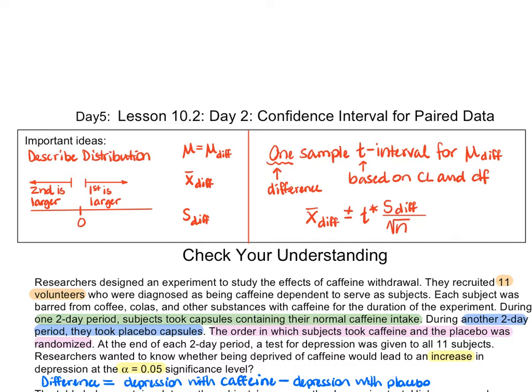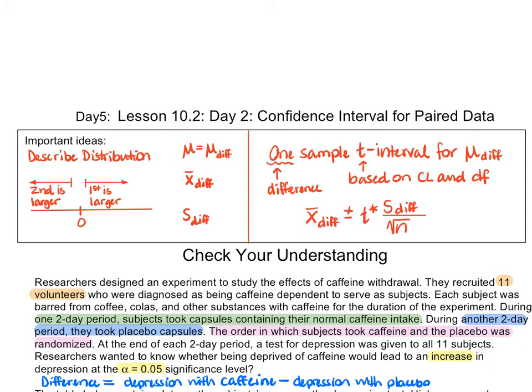When we have that matched pair design, again, it's a one sample t interval for the true mean difference, or the mu sub difference. And just as a reminder, there's our little formula for the confidence interval. Okay, there's a check for understanding here, and I'm just going to get you started on it and then recommend that you pause the video and work on it yourself.